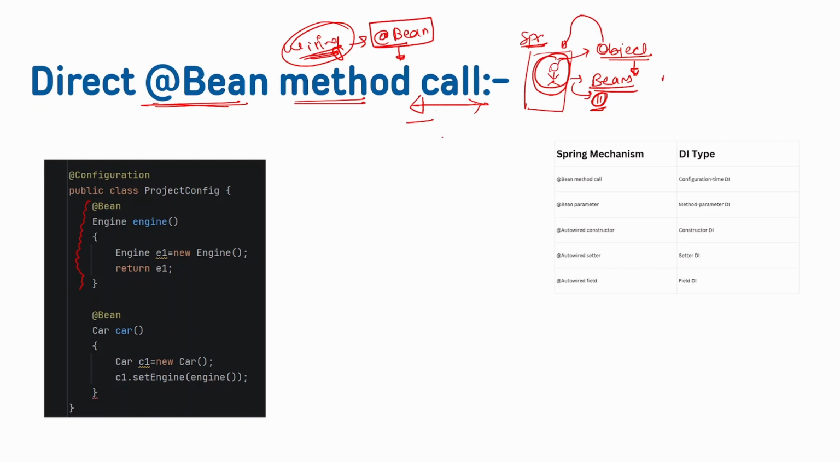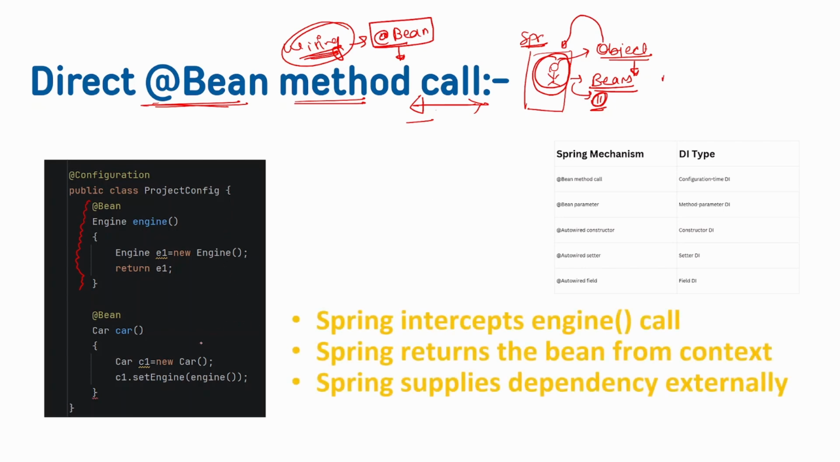So let's see what's happening here. First we have created our engine, the dependency bean. Second, we have created our car bean, and in the set engine we have given the engine method that is returning the dependency bean. We are passing it from the outside, therefore it is an example of dependency injection.